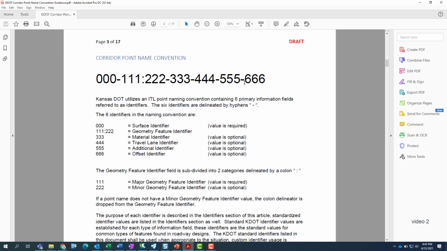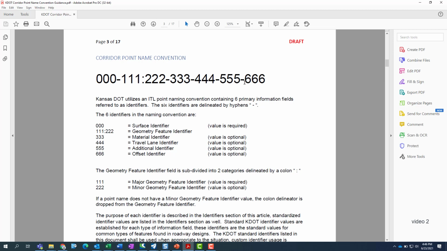When there is no value associated with a corridor point name, an underscore is placed in the structure of the corridor point name so that we always have the 5 hyphens and the 6 fields visible, and that's going to make it easier for people to read and understand what the corridor point name is describing, as far as the feature that this corridor point represents.